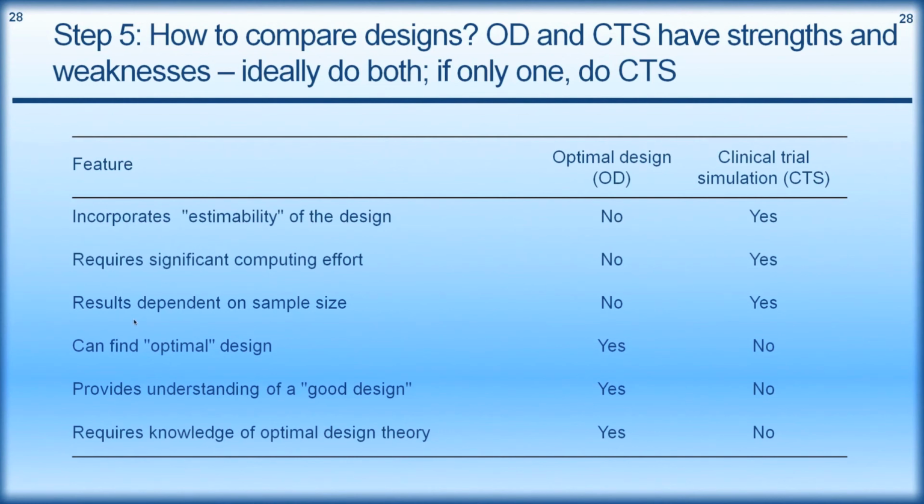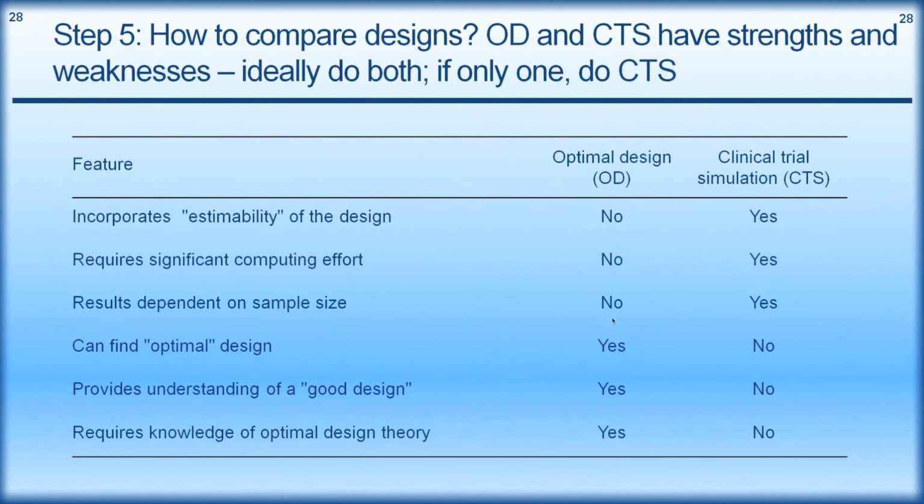A third thing to mention is that the results will be dependent on sample size. So for optimal design, you get an optimal design, but it doesn't change whether you talk about n equals 100 or n equals 1000. It's still the optimal design. With clinical trial simulation, we could imagine that perhaps one design would do well for a smaller sample size, but perhaps another design would do well for a larger sample size. And then we have this difficulty in trying to have this extra dimension in terms of looking at design performance.